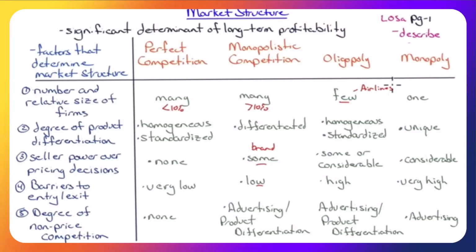Another good example would be beer companies, especially the large consumer beer companies, not the craft beers, but the larger ones. The degree of product differentiation: homogeneous and standardized.